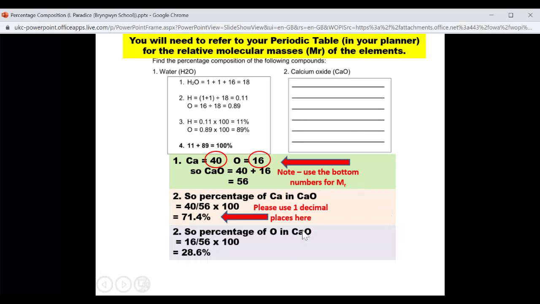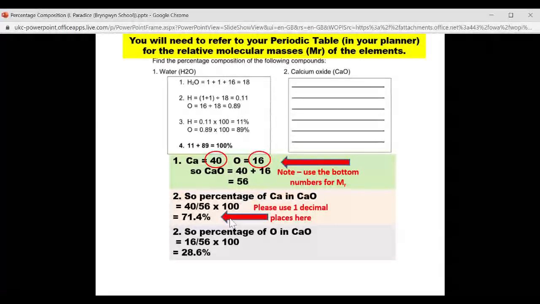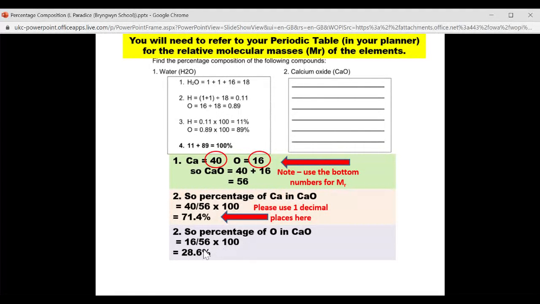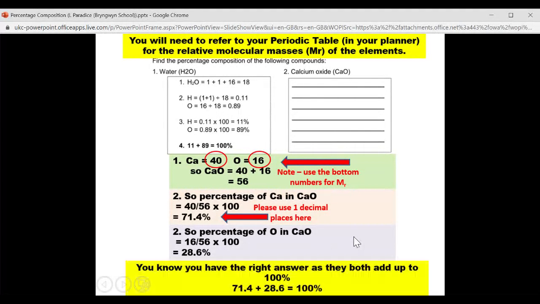So now let's do the oxygen. Percentage of oxygen in calcium oxide. Well, we know the atomic mass of oxygen, which is 16. We're going to divide it by the total of the whole compound, the whole calcium oxide, which is 56, times it by 100, and we get our 28.6%. Now we know we've got the right answer simply for checking that 71.4% plus 28.6% equals 100%. It's always got to add up to 100%, so always remember that.